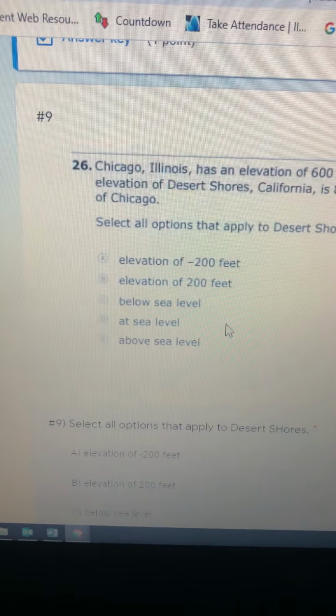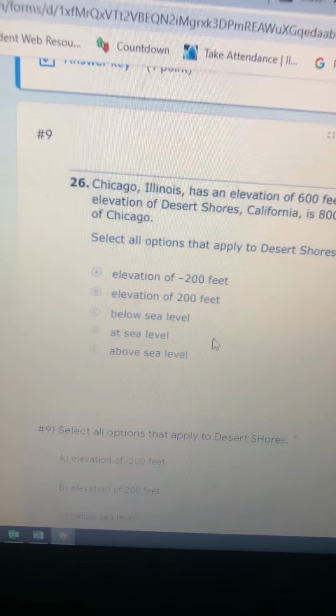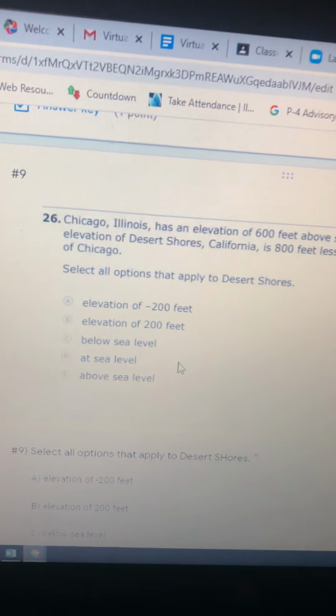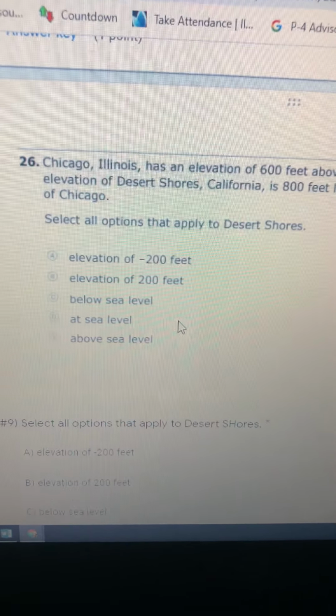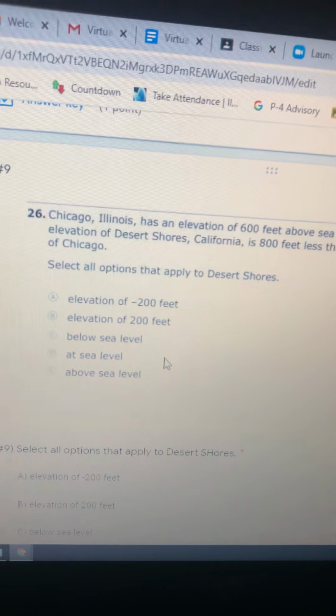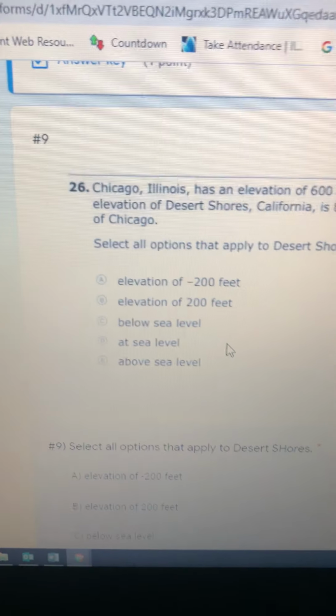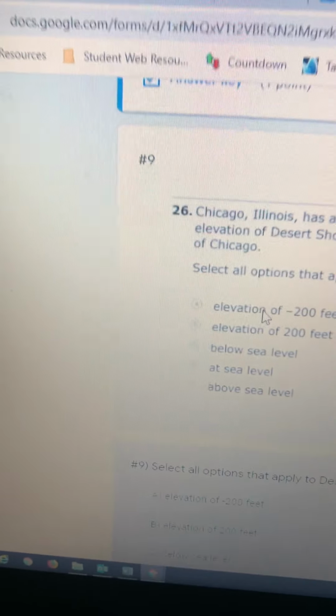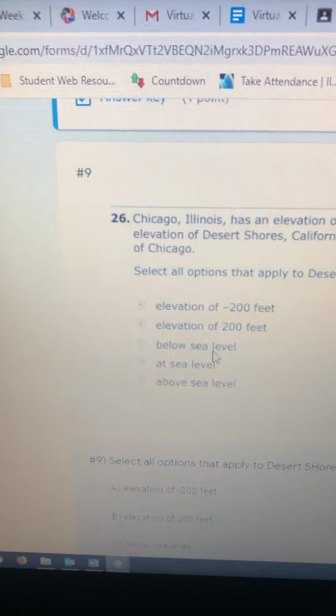So it says select all options that apply to Desert Shores. The elevation of Desert Shores is negative 200 feet, and then where is it? Is it at sea level, or is it below sea level? I hope you guys said that with me. Below sea level, right? So the 2 answers that we should have selected is A and C.